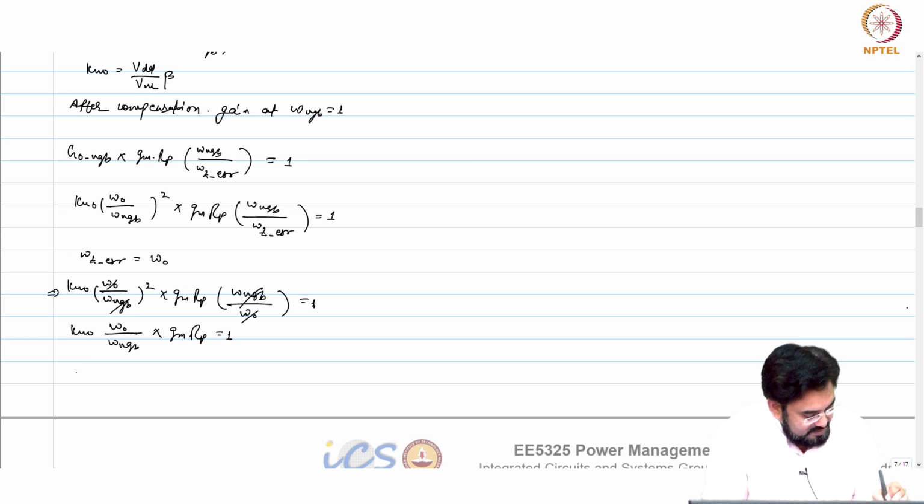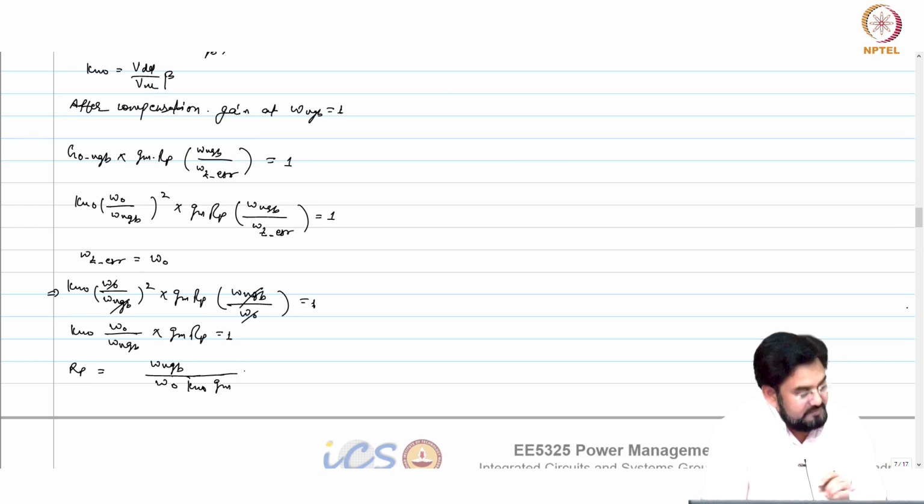which means RP equal to omega UGB over omega naught Ku 0 GM. Correct.